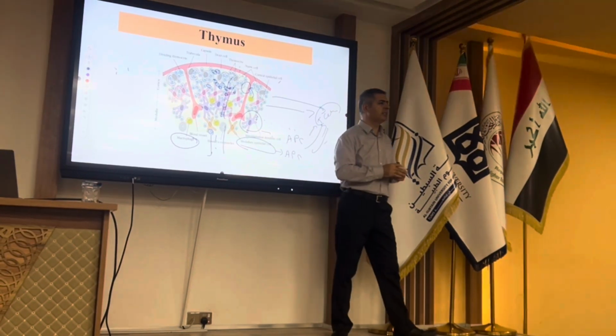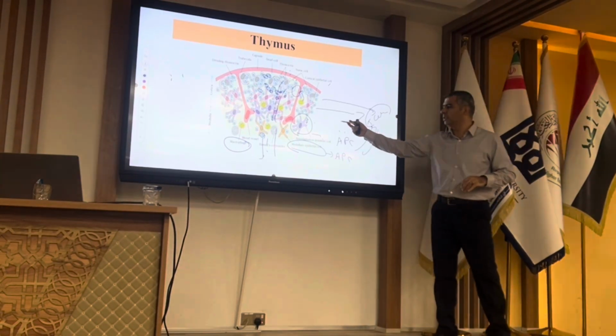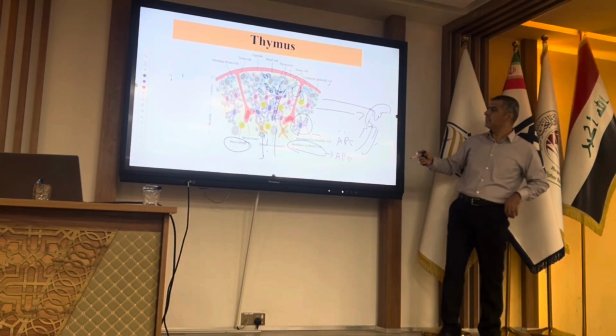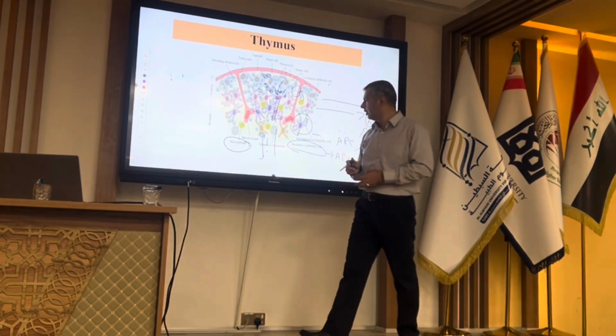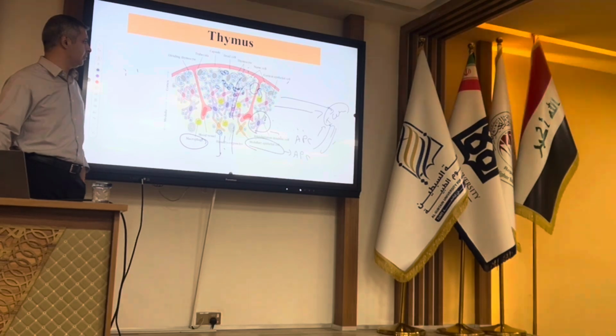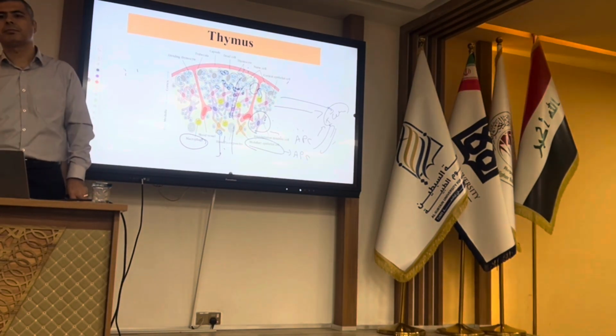So inside the thymus, we have developing T cells, antigen presenting cells including dendritic cells and epithelial cells, and macrophages in order to phagocytose the dead cells. No question? That's enough for the thymus. Sir, T cells are produced in the bone marrow, but mature in the thymus.